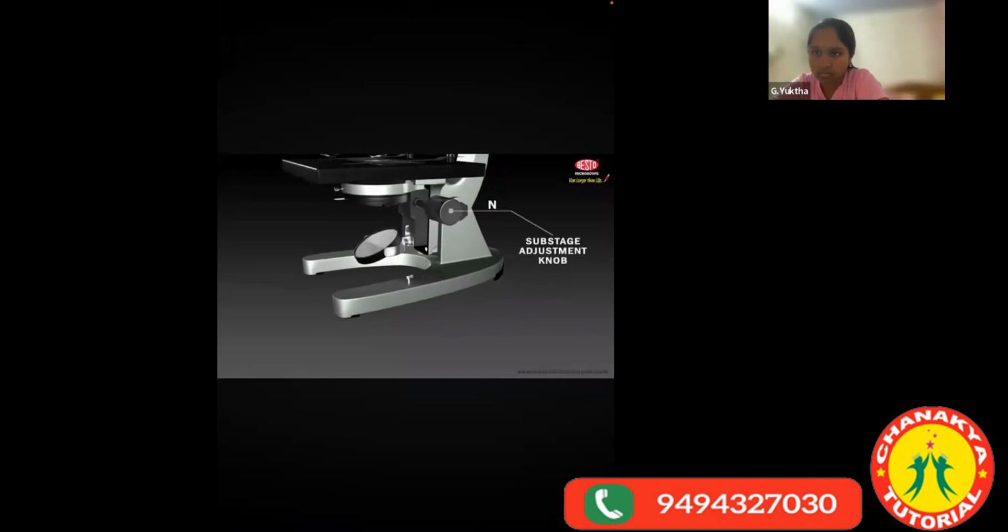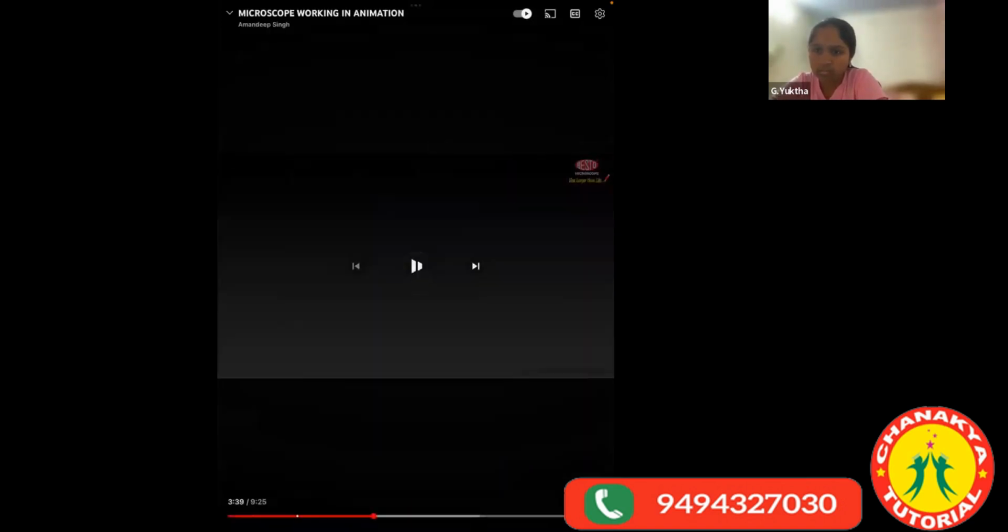N. The substage adjustment knob is used to move the condenser up and down. With the substage knob, the condenser moves. And when the condenser moves a little forward or backward, the light can be adjusted to the object.